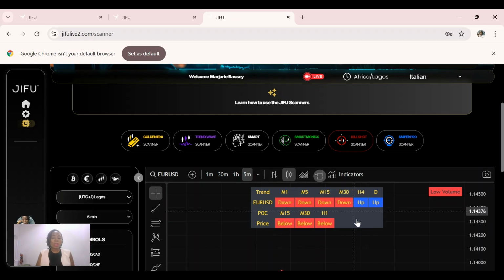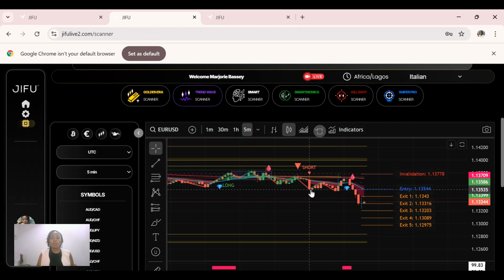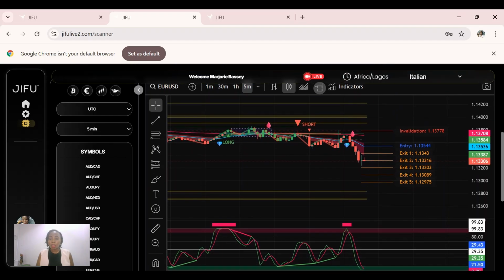It does not matter whether these ones, the H4, the M30, it doesn't matter. But the first three, when they line up like this, you're good to go. You now go to your MT5 where you take the trade, you take the entry, and then you take your target, exit 2. So if you enter this trade at the time it was called, when was it called?